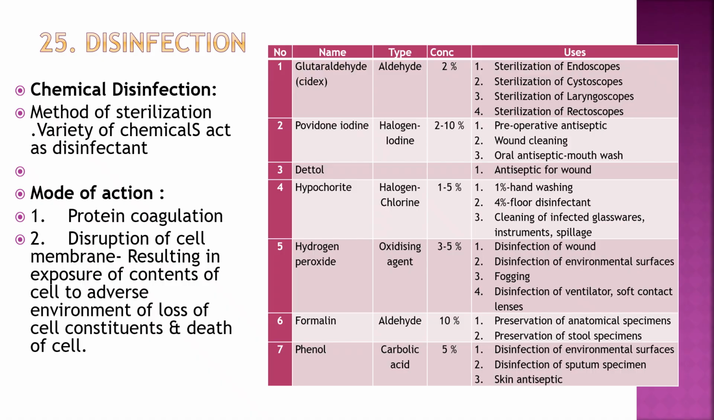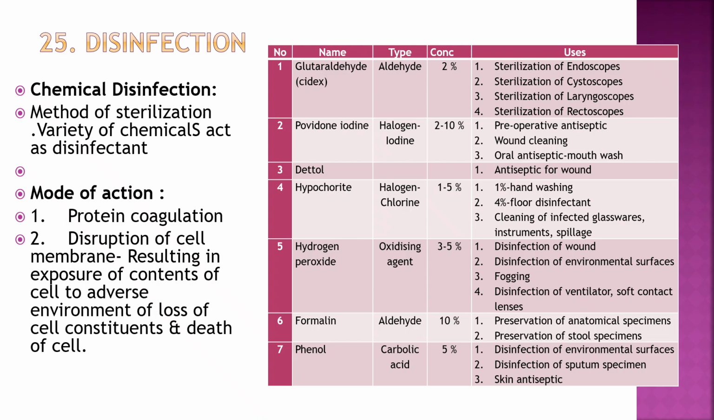Disinfection, so it is a chemical method of sterilization. Many chemicals act as disinfectants. The mode of action is protein coagulation and disruption of the cell. Glutaraldehyde, mainly 2%, is used in the sterilization of endoscopes, cystoscopes, laryngoscopes. Povidone iodine, a halogen group, for the preoperative antiseptic and wound cleaning.